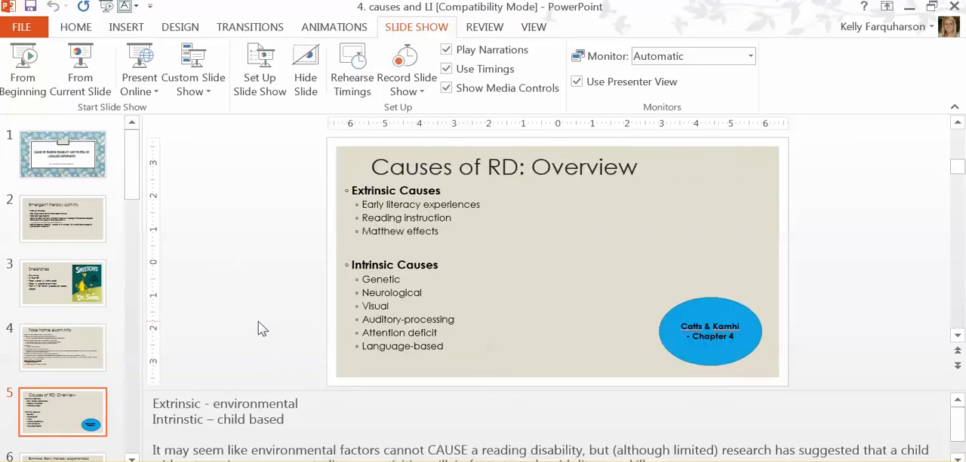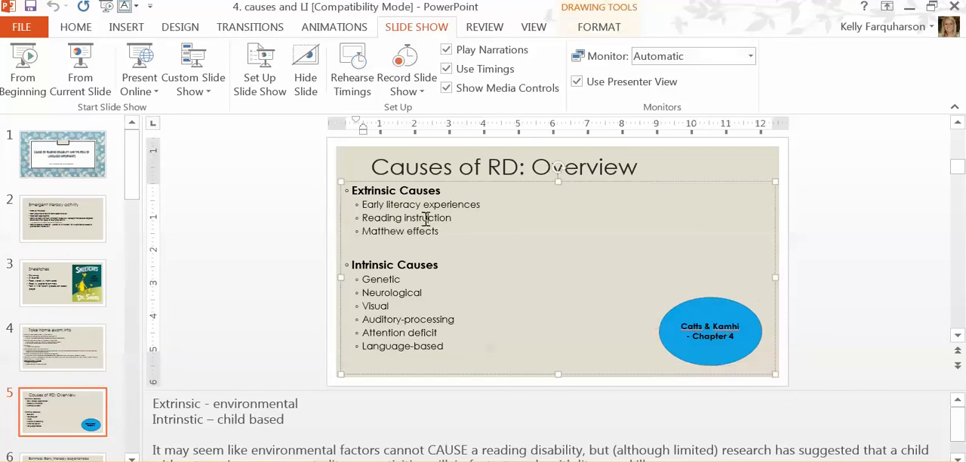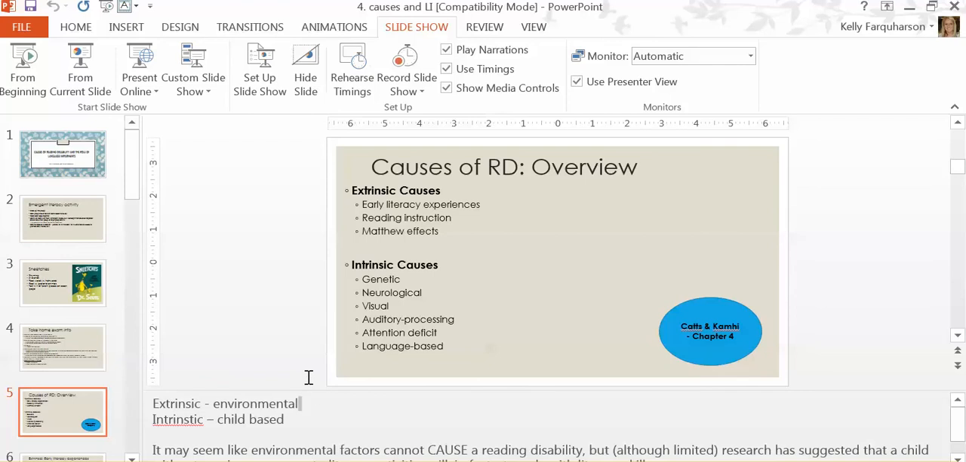Okay, so the purpose of today's lecture is to talk about the causes of reading disorders. And so as an overview, information from the Katz and Kami chapter 4, you'll see that there's extrinsic causes and intrinsic causes. So extrinsic causes are environmental, and intrinsic causes are based on what's internal to the child.